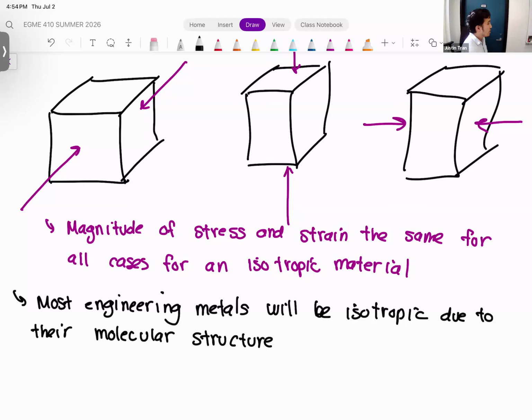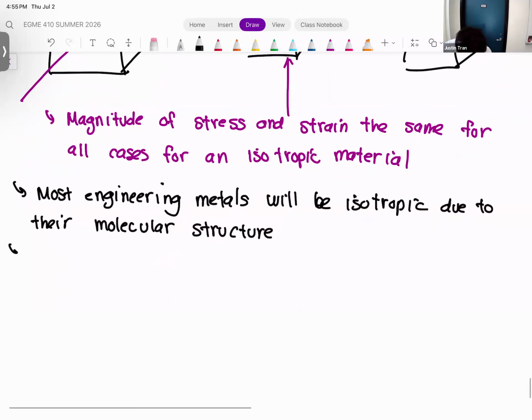But if your material has some kind of feature within it that expresses some preference for directionality, then it's most likely not going to be an isotropic material. For example, one very common engineering material, especially in building construction, is wood. Wood, as we all know, comes from trees, and trees have distinct fibers that run through them. Those fibers are used to transport water and nutrients along the tree as it grows.